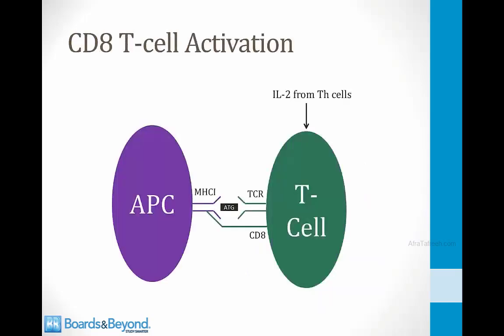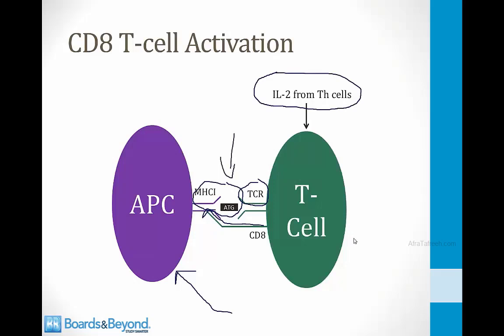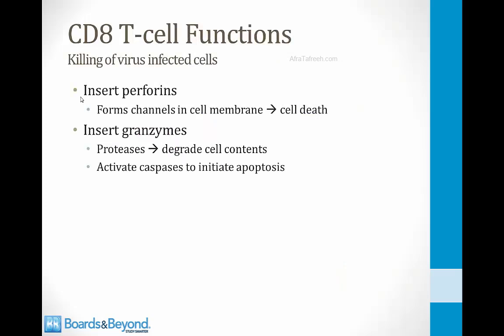I've illustrated CD8 T cell activation on the screen here. An antigen presenting cell will present antigen in the context of MHC class I, which will then bind to the T cell receptor. And remember that almost any cell in the body can be an antigen presenting cell for CD8 T cells. CD8 will interact with the T cell receptor and bind to MHC class I. And then in addition, IL-2 can be secreted from T helper cells, and this in combination with appropriate binding can lead to stimulation and activation of CD8 T cells. So once a CD8 T cell binds to a cell in the body which has MHC class I on its surface and a foreign antigen, it can then kill the infected cell.